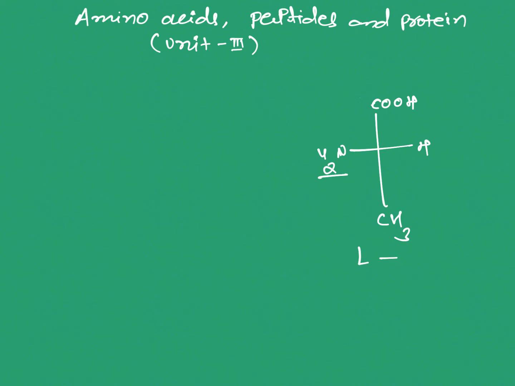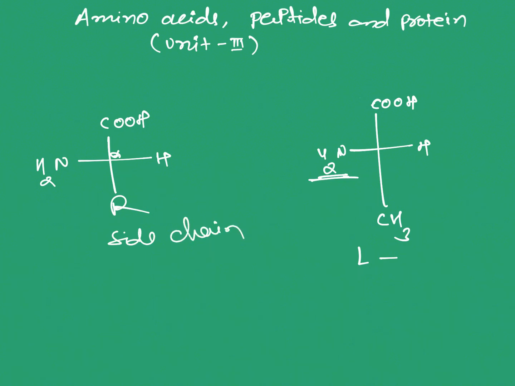So when we are writing in the Fischer projection formula, if the NH2 group is present in the left side, those isomers we call L isomers. The general representation we put in this fashion: NH2, COOH, and here chiral carbon, hydrogen, and this R may be varied, different amino acid side chains. This is a general representation, and most of the amino acids show L configuration. This is about the stereochemistry of amino acids.